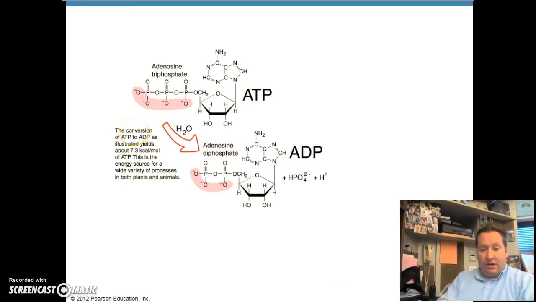Remember, in order for ADP to get turned back into ATP, we have to add energy to the system. So in order to go from here back into ATP, we have to add a phosphate. That's all you're doing when you're regenerating ATP: you're taking ADP and adding a phosphate to it. So you have to put energy into the system to get ADP to go back to ATP.